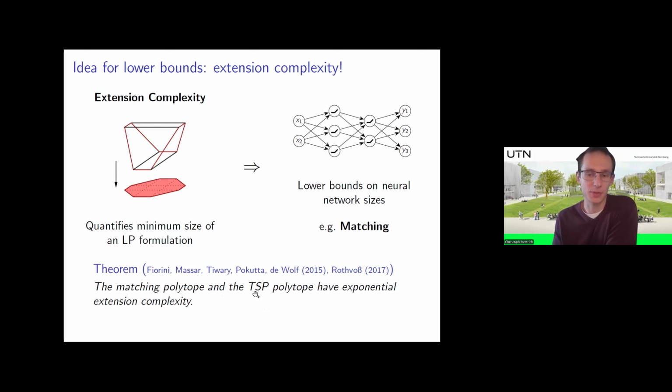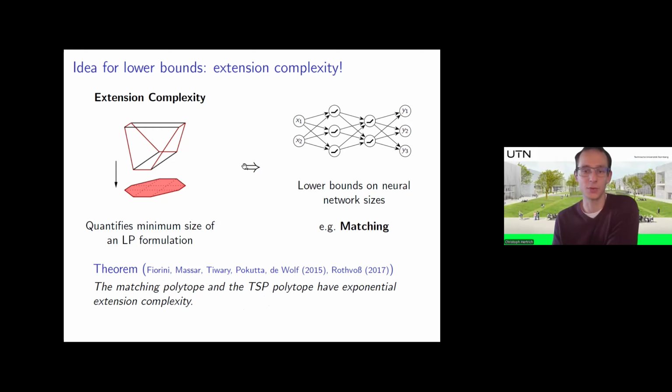For the TSP problem, that's cool because we know it's NP-hard, but this gives you an unconditional lower bound. It doesn't depend on P is not equal to NP. But on the downside, it doesn't say something about general algorithms, it just says something about LP computations. And for the matching polytope, that's even more surprising because for that we know we can solve the problem in polynomial time, but apparently not with a single linear programming computation.